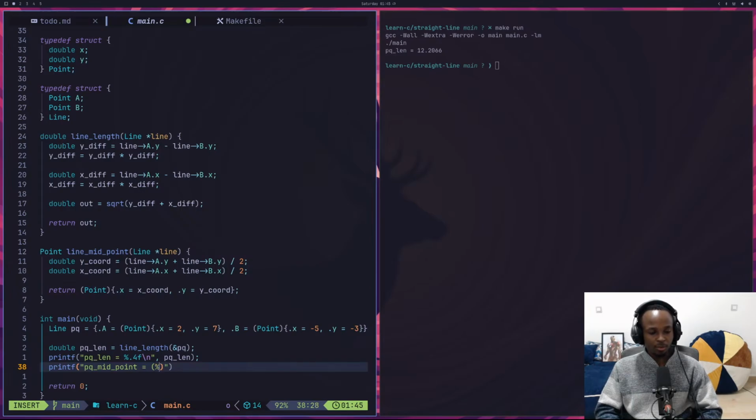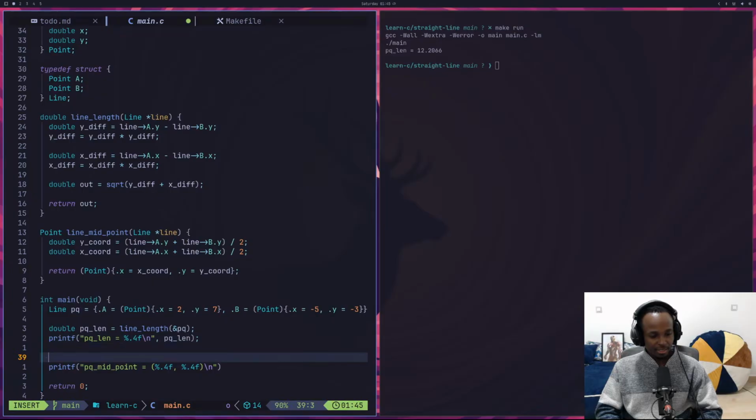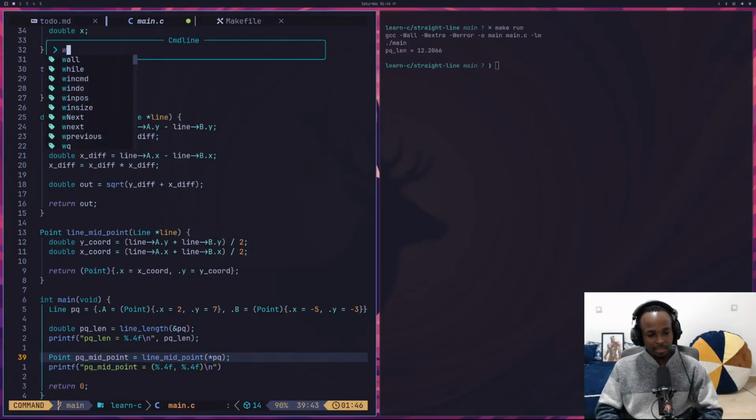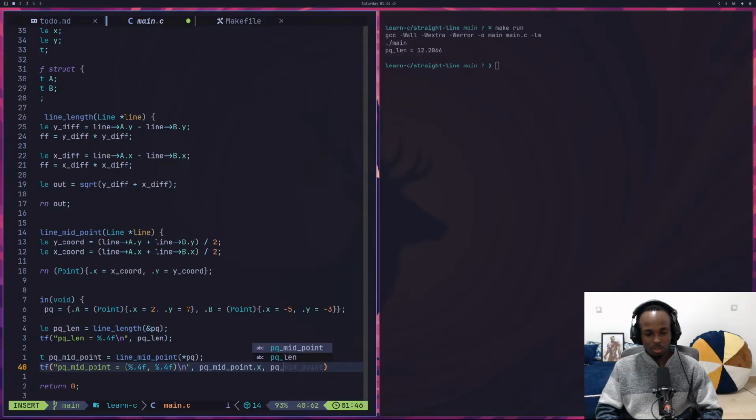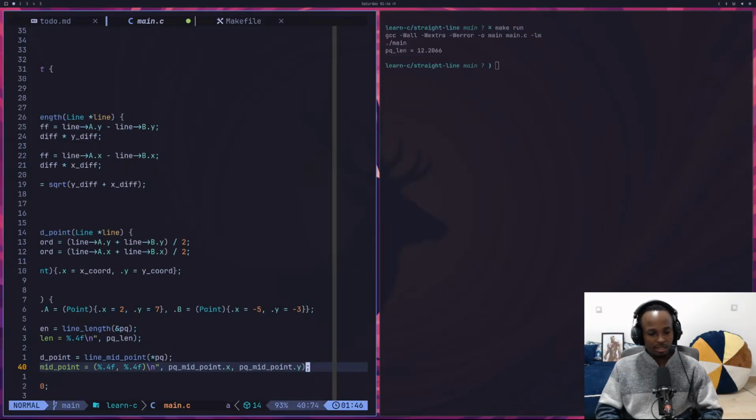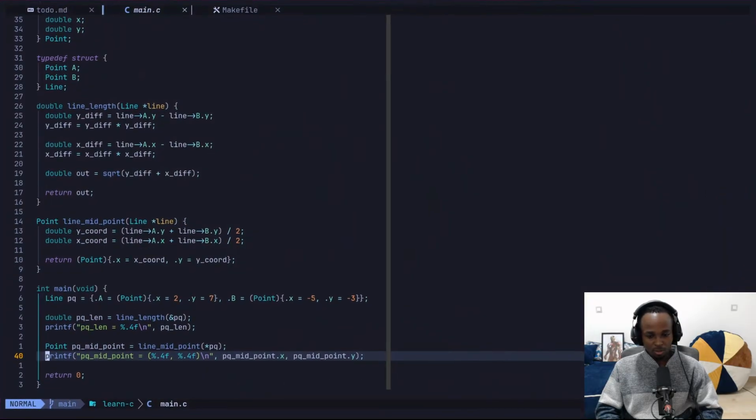So I'm going to have %0.4f and %0.4f, then an empty line, and then let's define not a double, it's going to be a point, pq midpoint. So this is going to be line midpoint, and then we pass a reference to pq again, and then we have to pass in pq midpoint, then we access the x coordinate, and then pq midpoint, we access the y coordinate, and that looks about right to me.